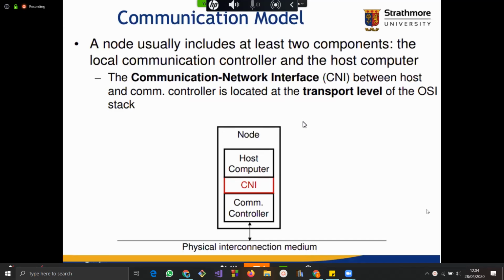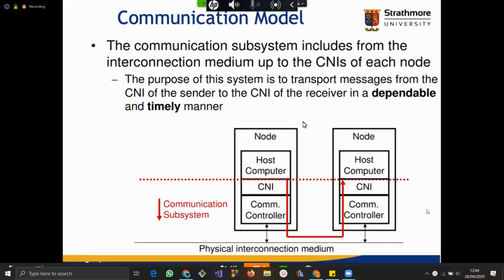So if node 1 wants to communicate with node 2, information comes from the host computer, goes through the communication network interface, and then goes through like the red arrow shows, into the next node, and then the microcontroller can process the information that it has gotten. This communication network interface can be put in the transport layer of the OSI model.